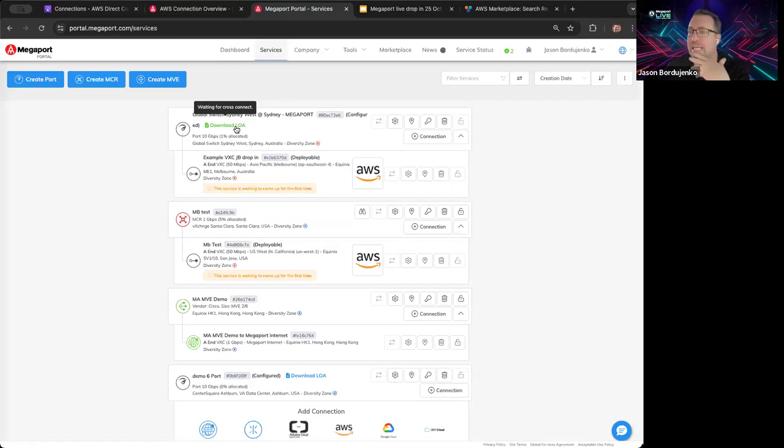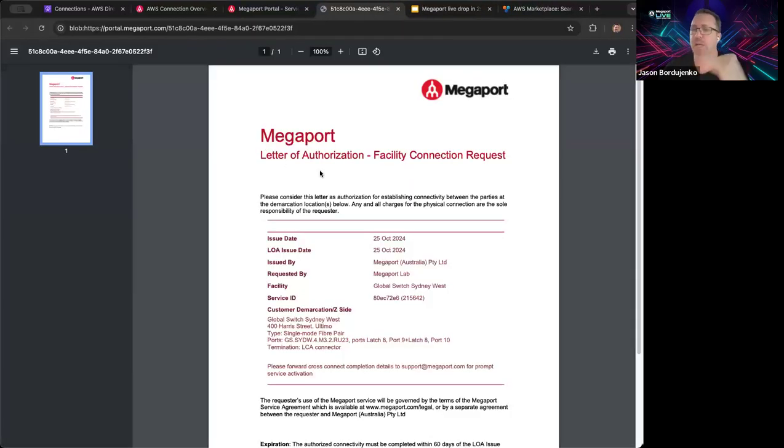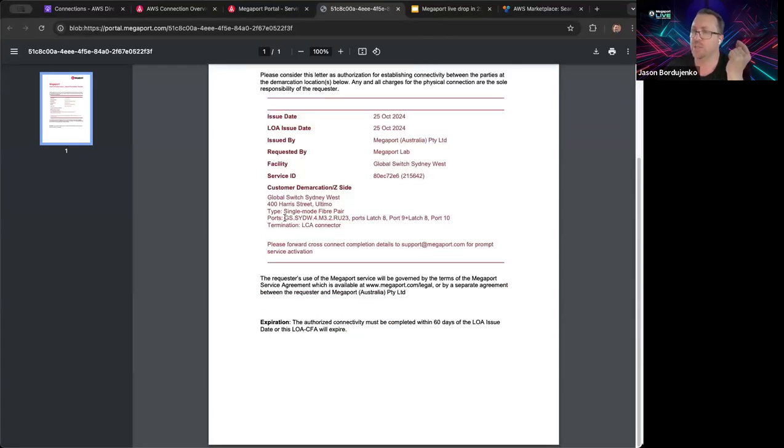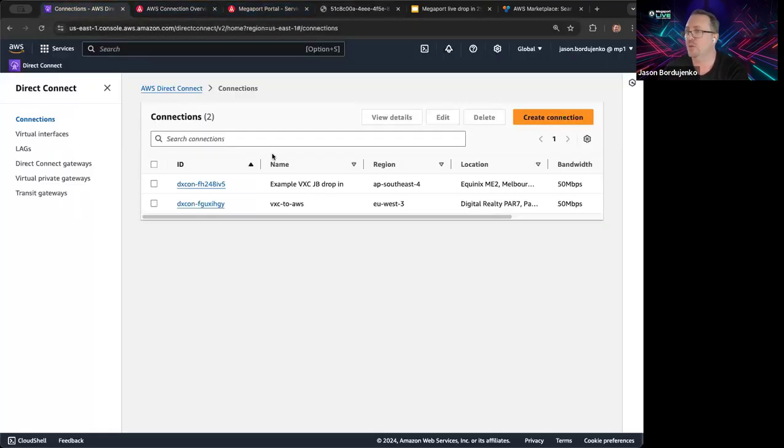As I mentioned, it's going to land into AP Southeast 4, which is Melbourne. Whilst we're finishing up and waiting for that, and as I said, I'm happy to take if there's any other questions. We do have for that specific port the LOA, which in this case, in the facility and Global Switch, takes us down to a specific rack unit, a specific latch of ports, and then port 9 and port 10 that are across that as well. So this customer would come in and hand the LOA to the data center, make that connection physically to their equipment, and obviously then we can start building those services.